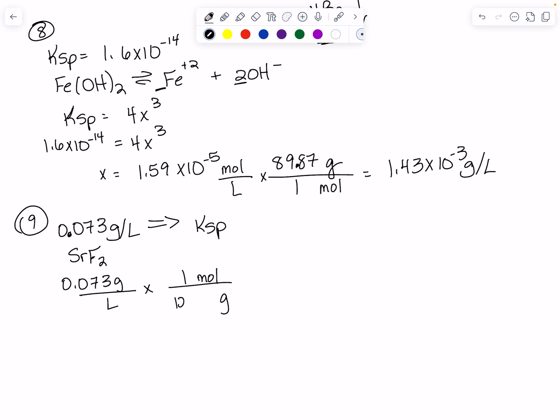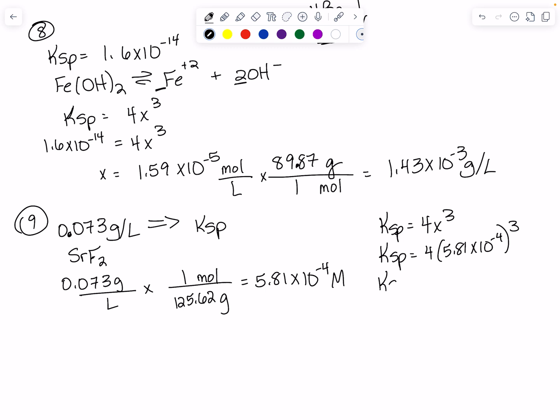Molar mass is 125.62. So that gives me a molar solubility of 5.81 times 10 to the minus 4 molar. Since it's SrF2, do y'all see that the KSP is equal to 4x cubed? And that 5.81 times 10 to the minus 4, that's x. Cube it, multiply it by 4. KSP is 7.85 times 10 to the minus 10, which is unitless. Okay.